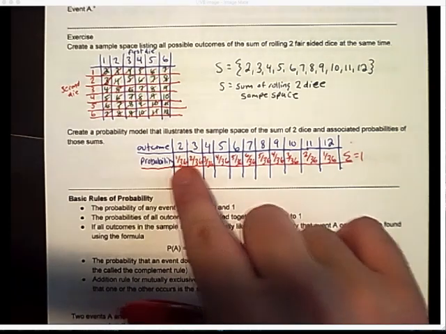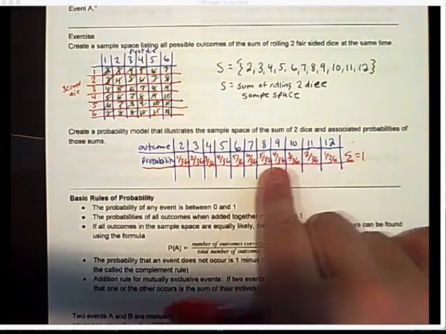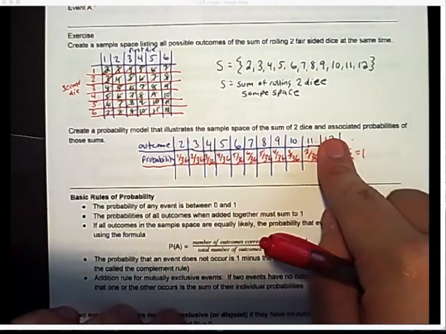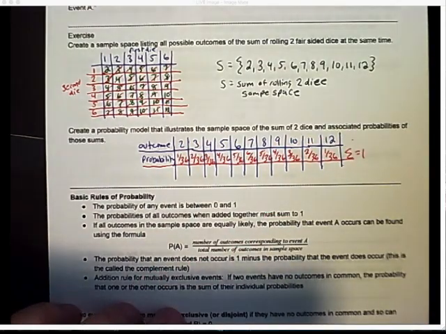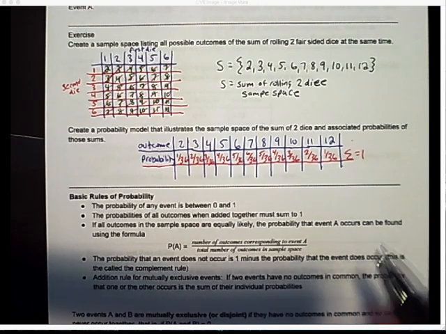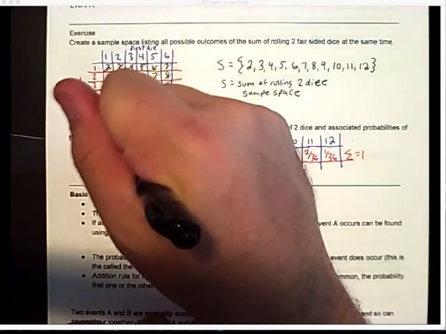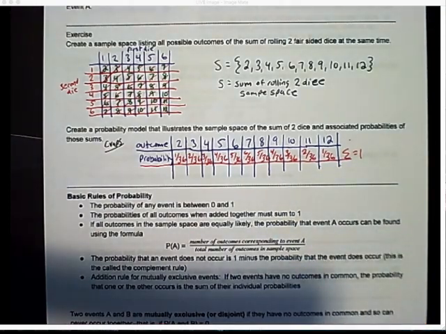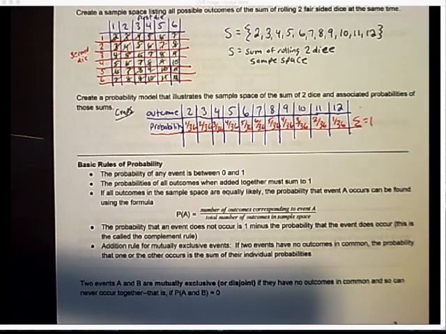So this is our probability model. This is the theoretical probabilities that you roll any of these sums. Okay, there's actually a game, a casino game called Craps, that's all about rolling a set of 2 die. All right. So let's look at the rules now, the basic rules of probability.